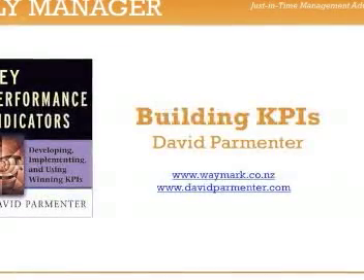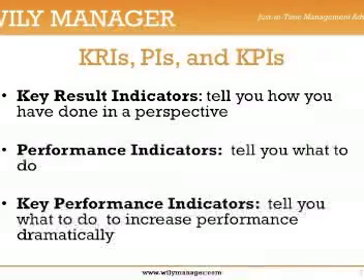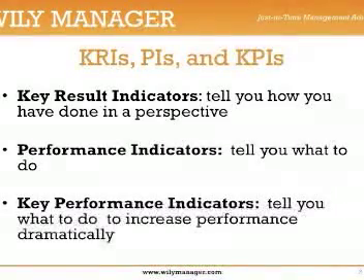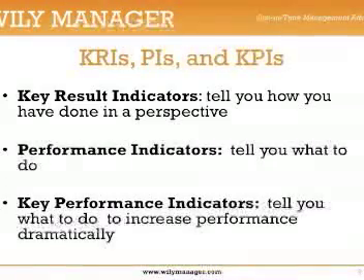Okay, well, we'll start with what a key result indicator is. These are the things that tell you how you've done in a certain perspective. So this is quite closely linked to the balanced scorecard, right? So the financial perspective, customer perspective, and so on. Yeah. So examples of things that would be key result indicators are customer satisfaction, employee satisfaction, earnings before interest and taxes, return on capital employed. Virtually any financial measure would be a key result indicator.